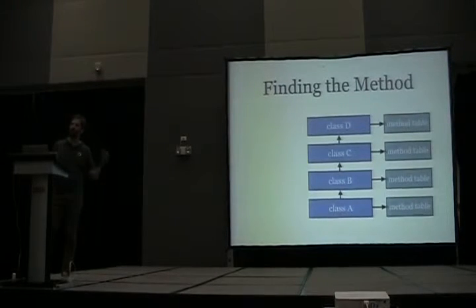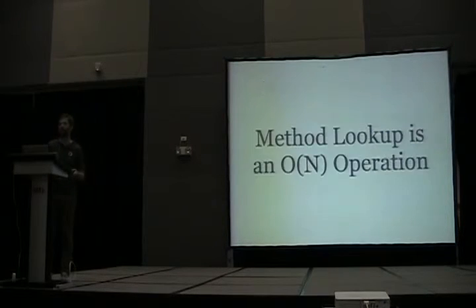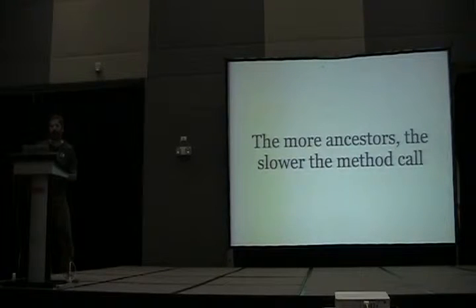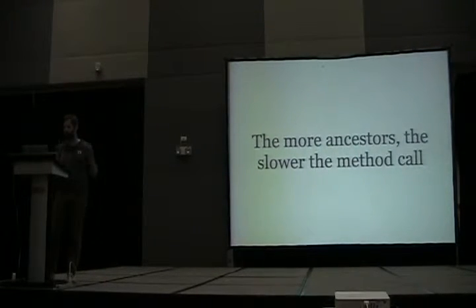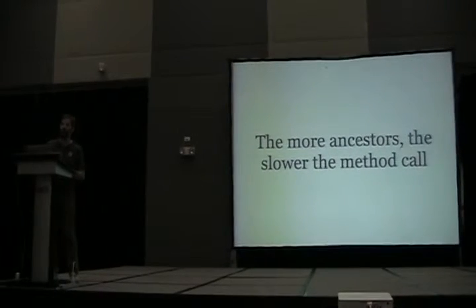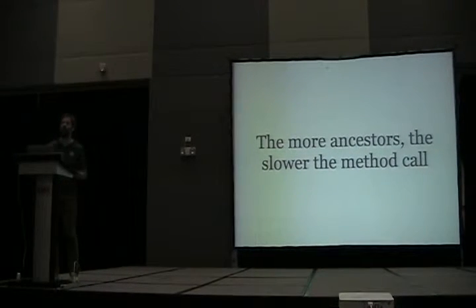So if you think about this operation, we can say that method lookup is an O(N) operation, or a linear operation, where N is the number of ancestors a particular class has. What this means is that the more ancestors some particular class has, the slower a method call is going to be. It'll take a bit longer to actually find that method because it has to go up more and more.